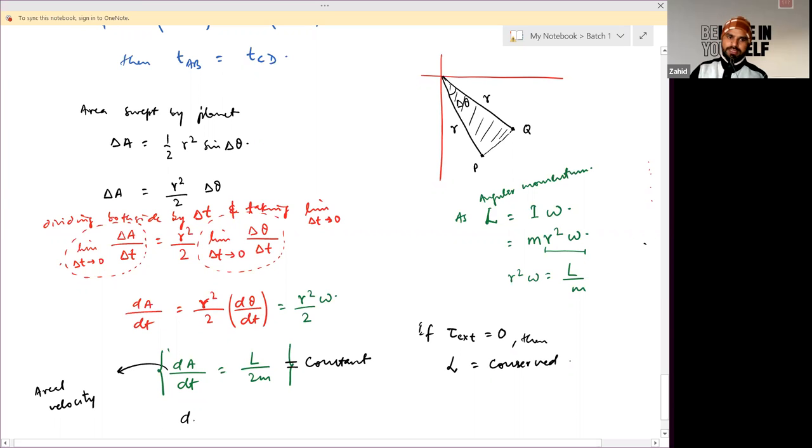So if the right hand side is constant, dA by dt will also be a constant term. So dA is directly proportional to dt. It means the amount of area swept by the planet will be directly proportional to the time taken by it. So for equal time, it will cover equal amount of area. Is it clear?